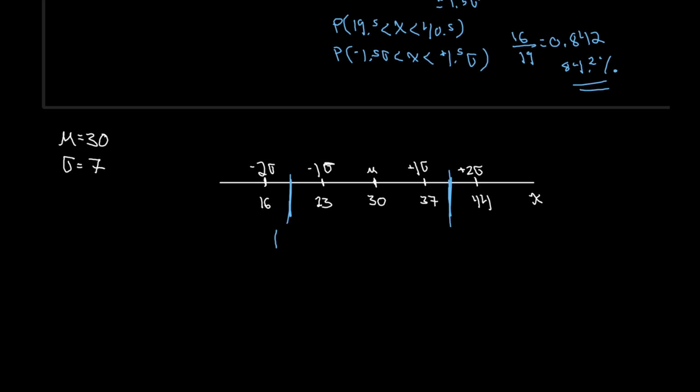That is between 19.5 and 40.5. So, again, on the other side of that, that is minus 1.5 standard deviations. On the other one, plus 1.5 standard deviations. What is going to be the proportion of observations that fit in here? And keep in mind, we know the answer. We know the answer to be 84.2.